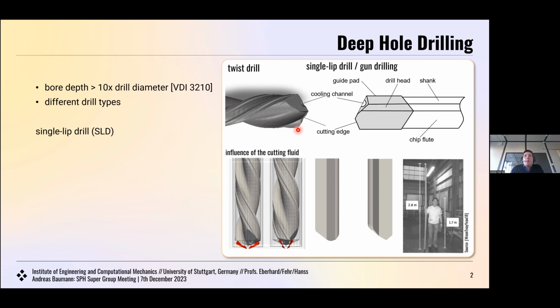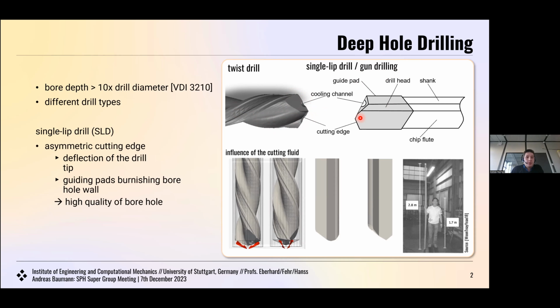but also as a cooling liquid to keep the temperatures reasonable at the cutting edge and to decrease the wear. However, this drill has some disadvantages compared to a single lip drill, which was originally developed to drill guns. That's why it's also called gun drilling in English. It has a single cutting edge, and this asymmetric cutting edge leads to a constant deflection of the drill head due to the cutting forces. Thereby the back side of the drill is constantly burnishing over the borehole, leading to a high quality of the borehole.